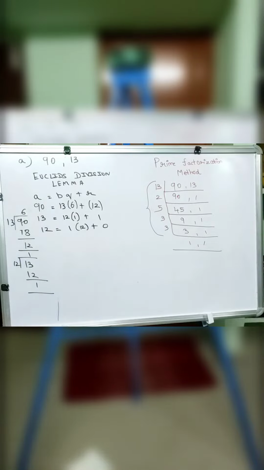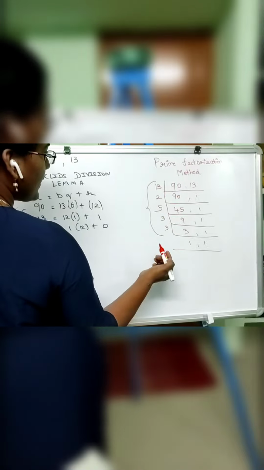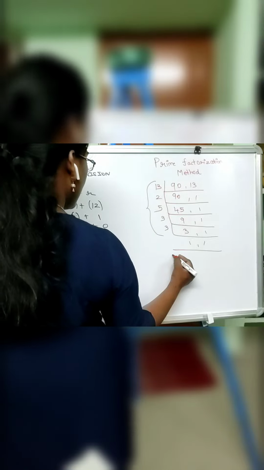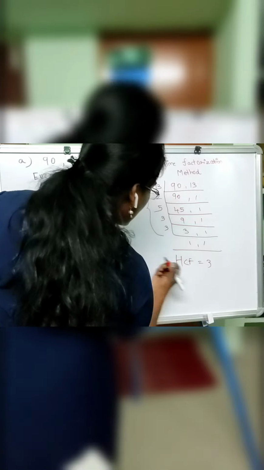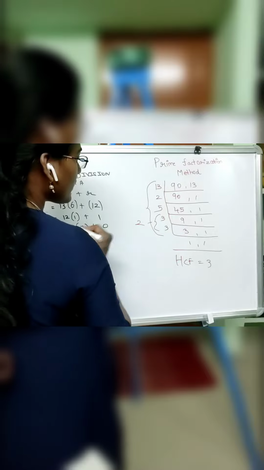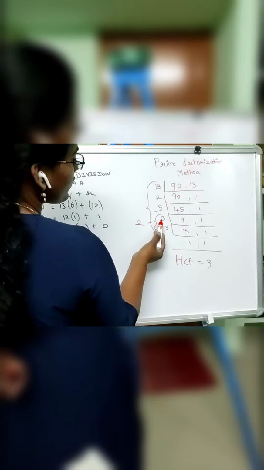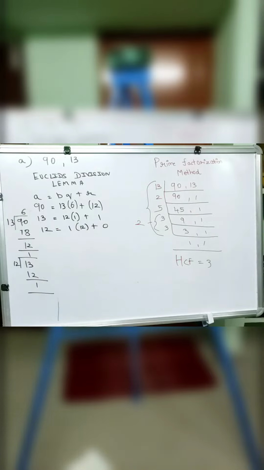What is my repetitive factor here? What is the highest common factor? This has repeated 2 times, 3. So I am taking the HCF as 3, because this has repeated 2 times. So I am concluding HCF of 3. 3 is the highest common factor which we got from this.